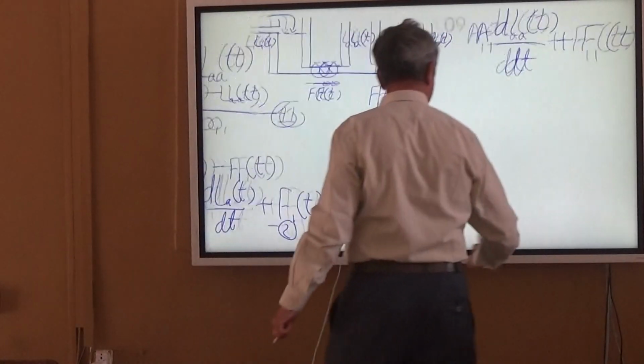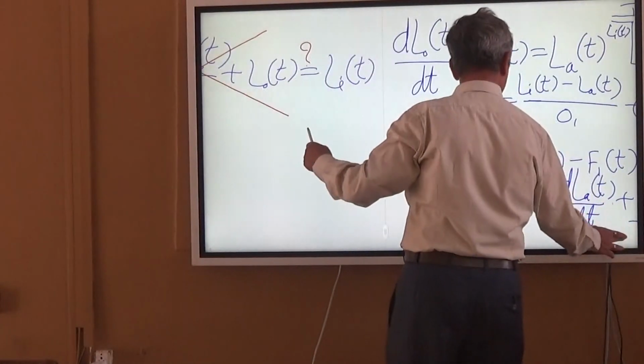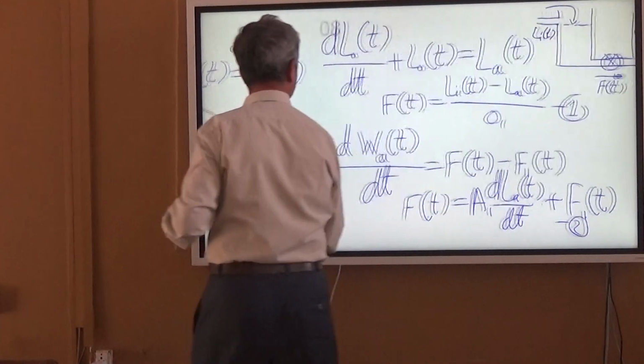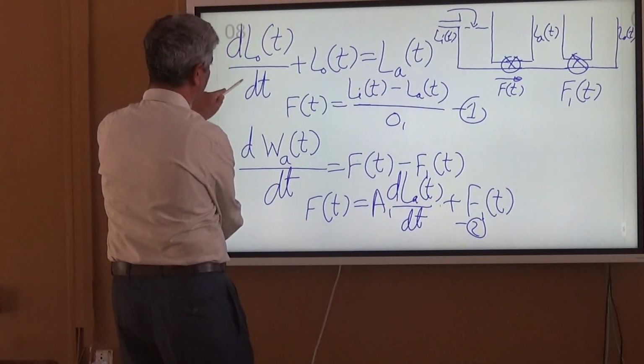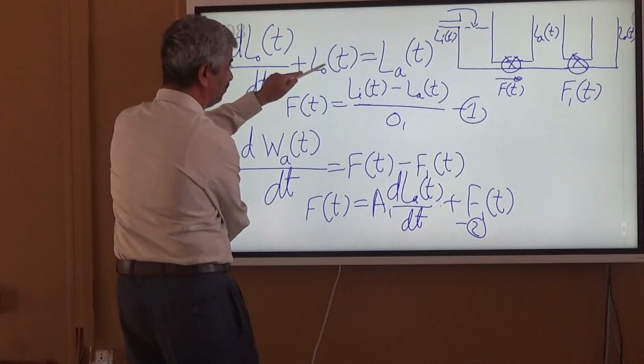And what is this equation? This is the current equation, O1 dLOT by dt plus LOT is equal to LAT, right?